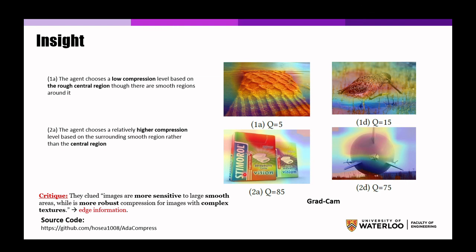I believe that the quality factor here is very low, because when you add more quantization, you give a value for the texture. So I think convolution neural networks are more sensitive to complex textures, and Hinton has pointed to this as the edge information.